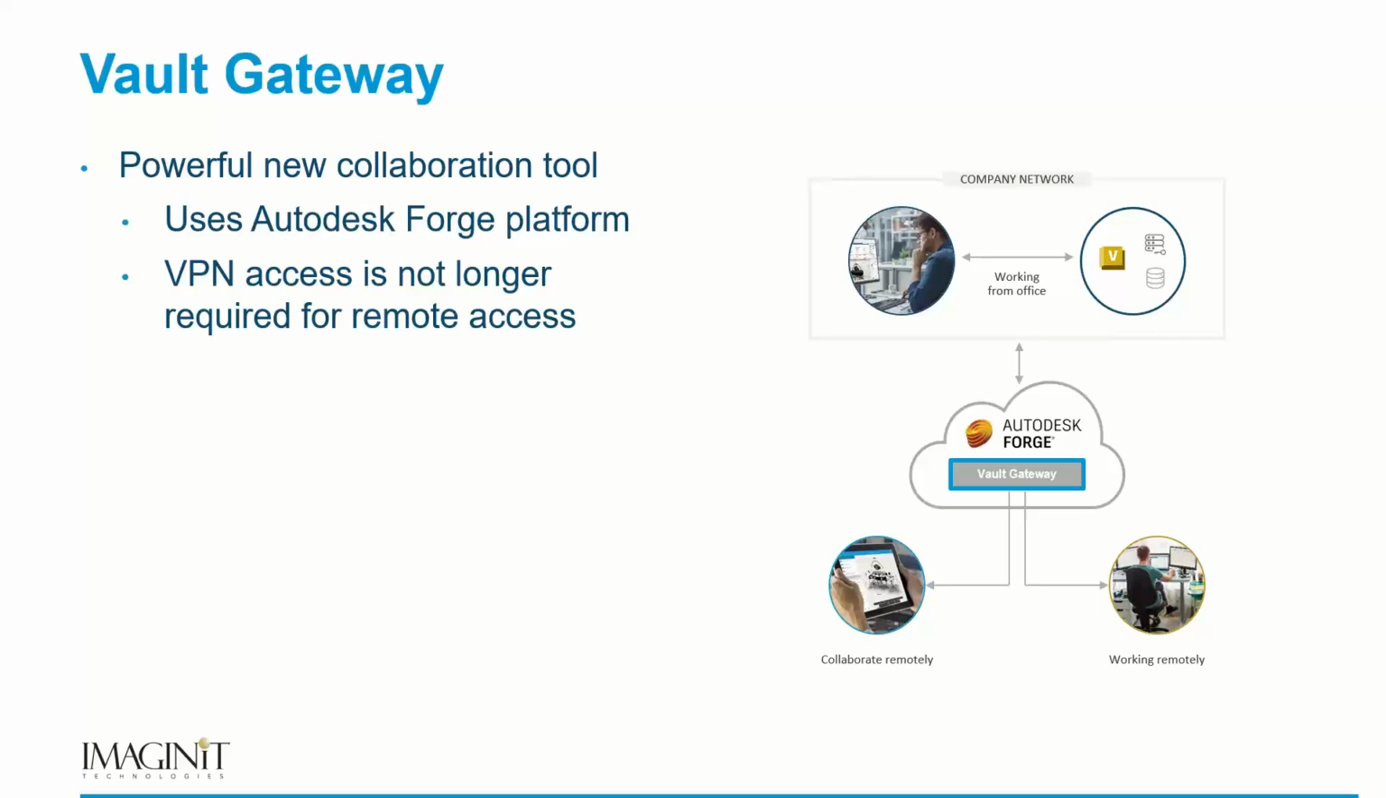It uses the Autodesk Forge platform as a point to access this information. So how this works is, if you're sitting at home and you want to log into Vault, instead of logging into server Vault 01, where you typically log in, you log into a web address that is the Vault Gateway. And through the Autodesk Forge platform, it's going to give you Vault access as if you were sitting there working on it right at your desk. You'll have access to that.